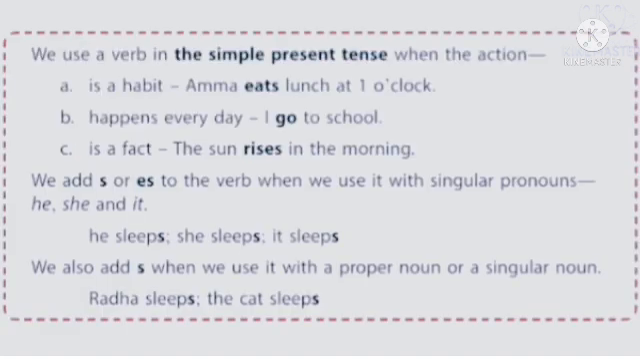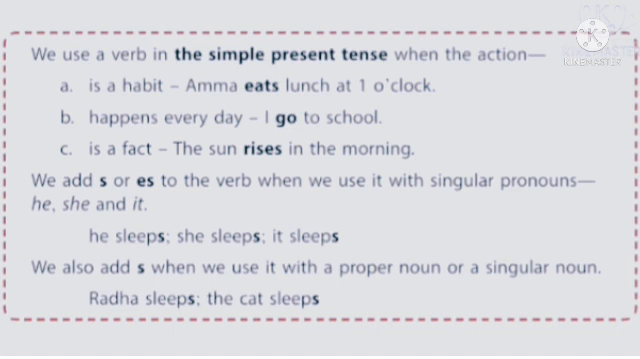Let us read the textbook. We use a verb in the simple present tense when the action, the first rule, is a habit. For example, Amma eats lunch at 1 o'clock. It's a habitual action. The second one, it happens every day. For example, I go to school. And the third one, if it is a fact. The sun rises in the morning.